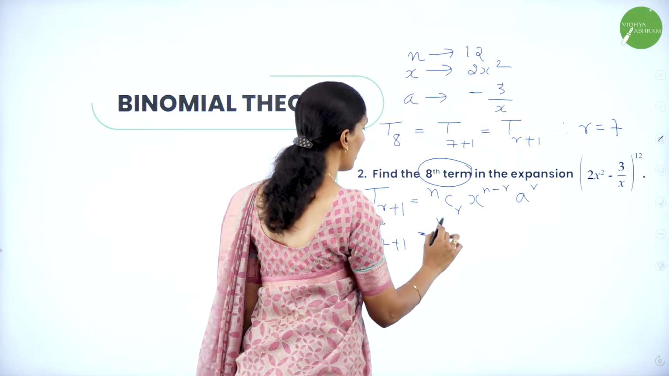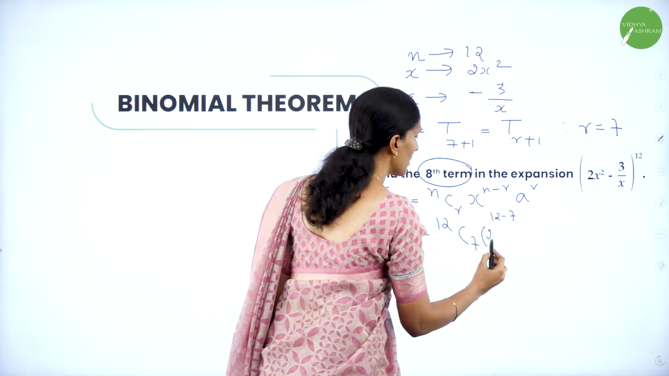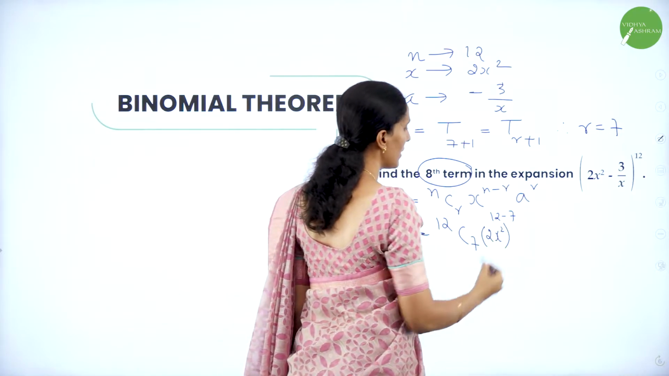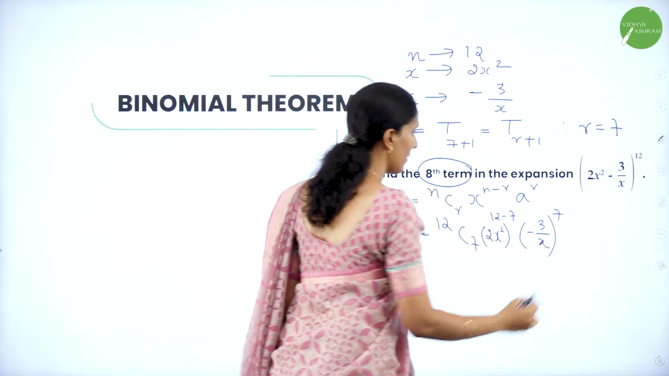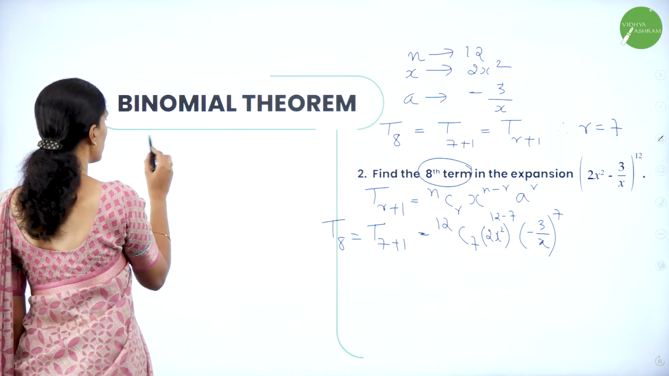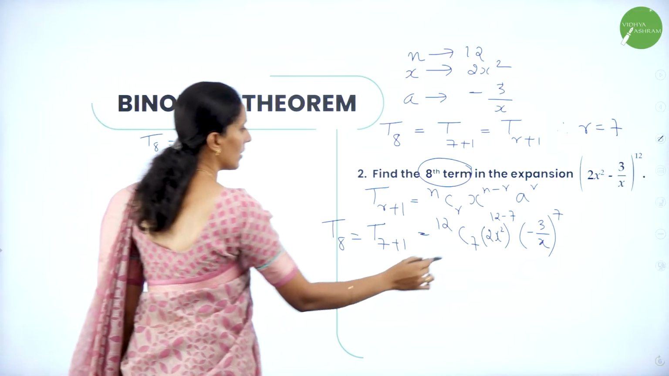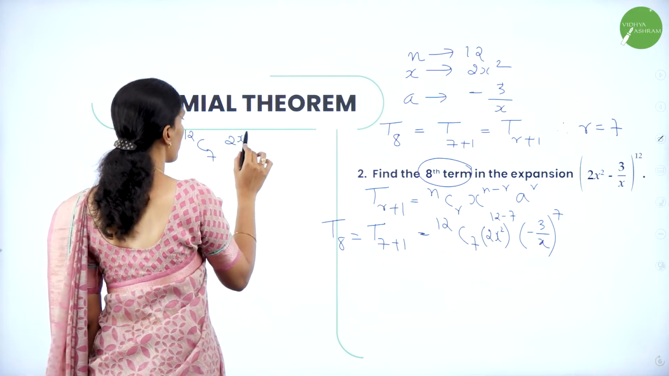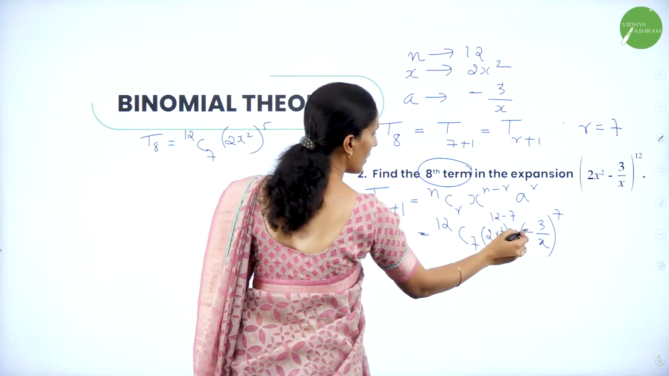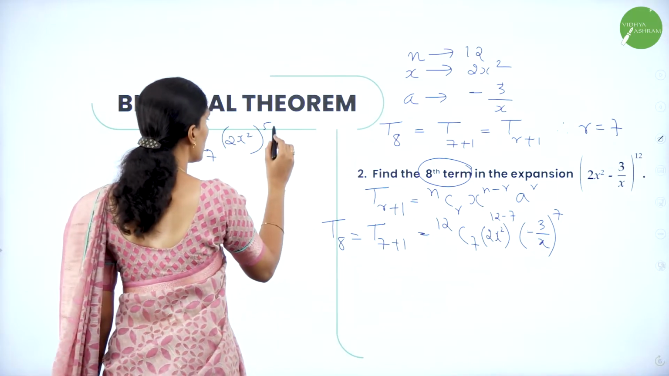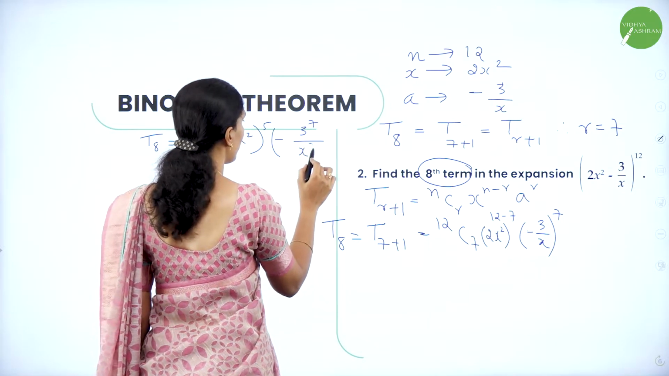So n is 12, r is 7. So in the place of x, you have 2x square. So replace with 2x square to the power 12 minus 7. a is given by minus 3 by x whole power 7. So this is how you will get the expansion. So T8 is equal to 12C7, and this is 2x square to the power 12 minus 7, which is 5. And here you have minus, but this is an odd power, so this will be minus only. So it is 3 power 7 divided by x power 7.